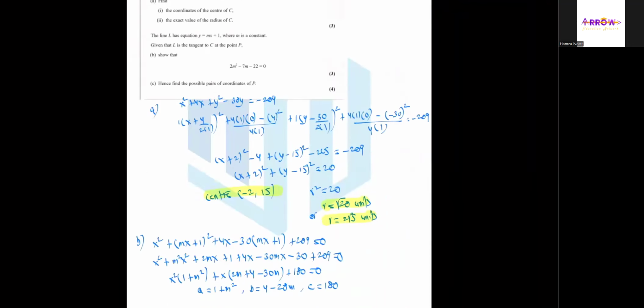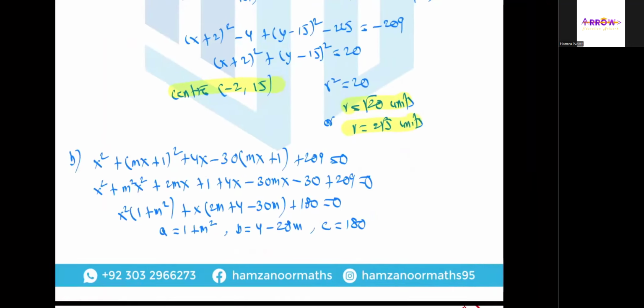All right. So I'm going to substitute the linear equation into the expanded form of the equation of the circle. So x square plus (mx plus 1) whole square plus 4x minus 30 times (mx plus 1) plus 209 is equal to 0. And then I have obtained the expansion over here. I can see that there are two terms which are basically in x square.